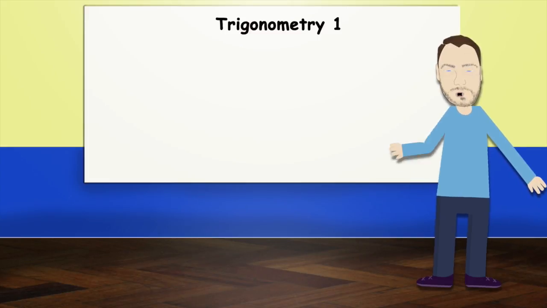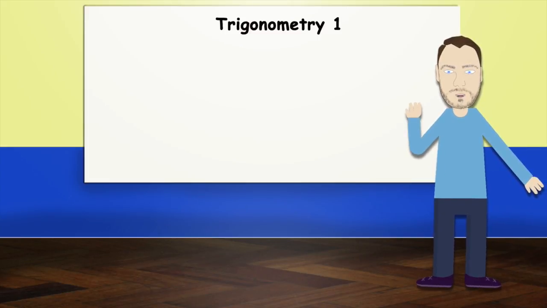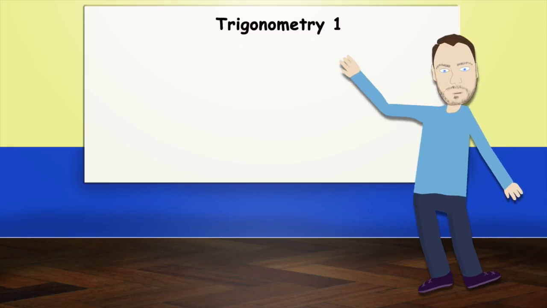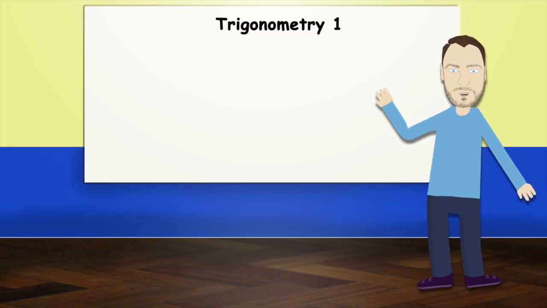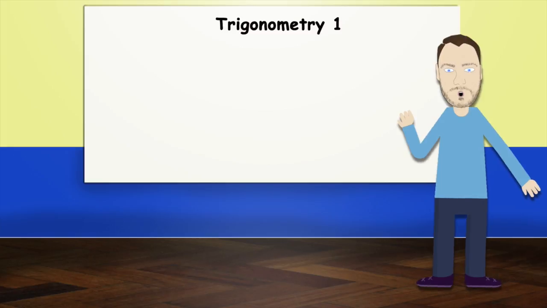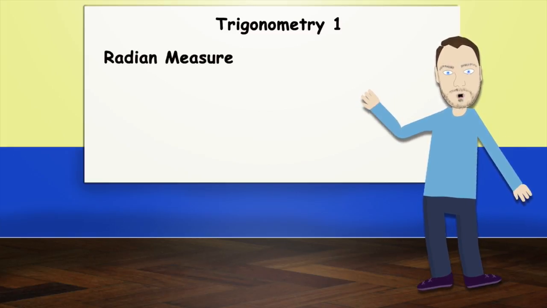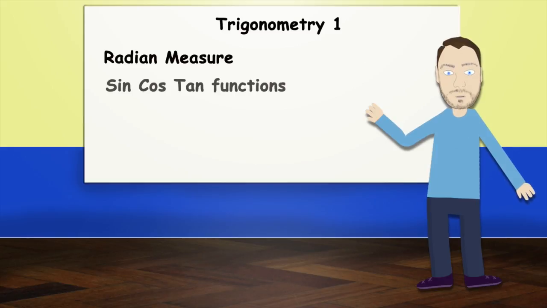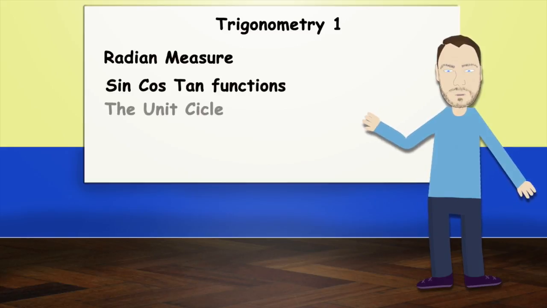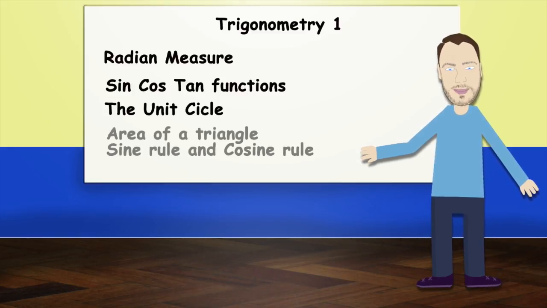Okay, so for our first revision video, we're going to be having a look at Trigonometry 1, because very soon we're going to be having a look at Trigonometry 2 in the class. So what we're going to revise here is radian measure, the sine, cos and tan of different trigonometric functions. We're going to have a look at the unit circle, the area of a triangle, the cosine rule and the sine rule.